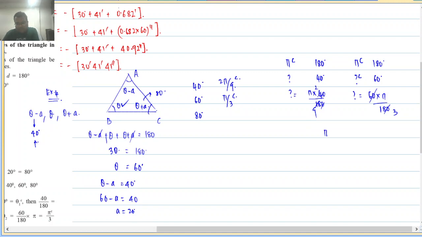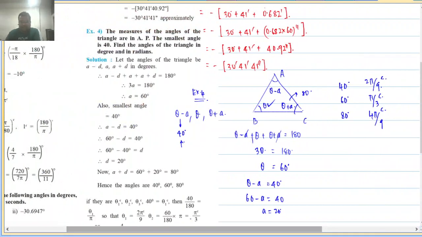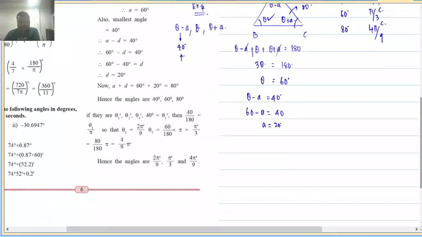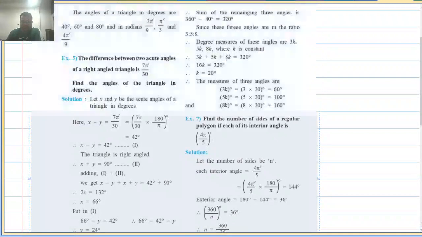I know that pi radians is 180 degrees. So 80 degrees is how many radians? So question mark is pi into 80 upon 180. 2 4s are 8, 2 9s are 18. So this is 4 pi by 9 radians. That is the answer. Okay. Fine. So let's look at the next question. Okay.